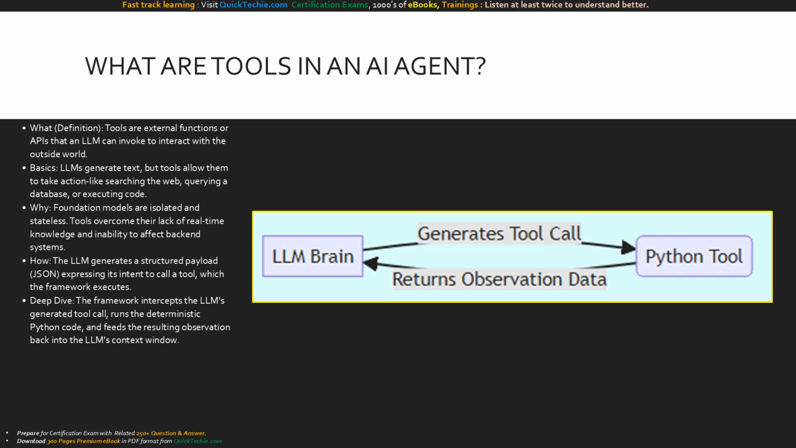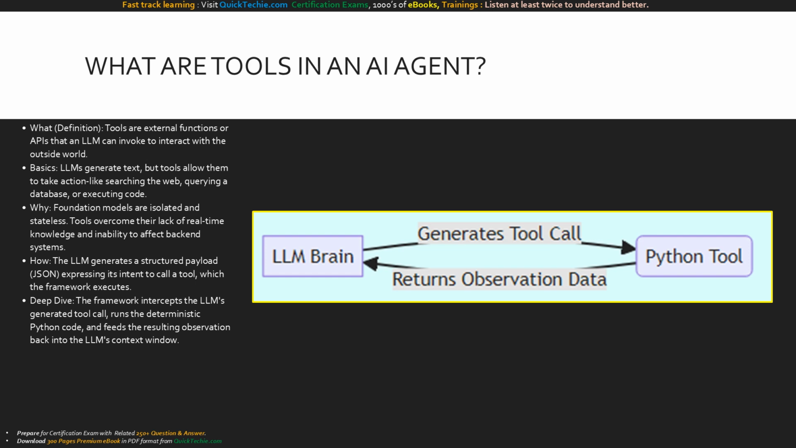Take a look at the flowchart on your screen. This visualizes the fundamental architecture of LLM tool usage. On the left, we have the large language model, which serves as the brain of our operation. When a user submits a complex query, the LLM analyzes it and realizes it needs external information. It generates a tool call request, mapped to the top arrow.